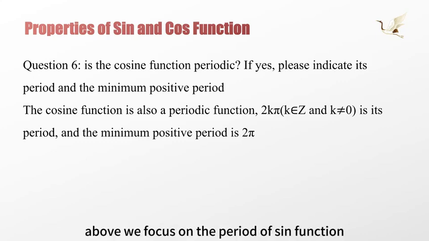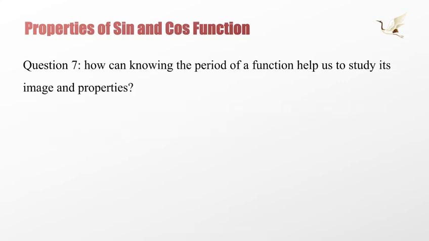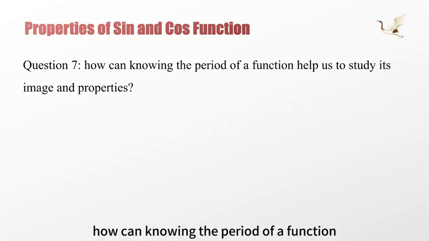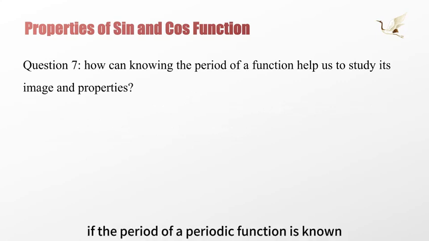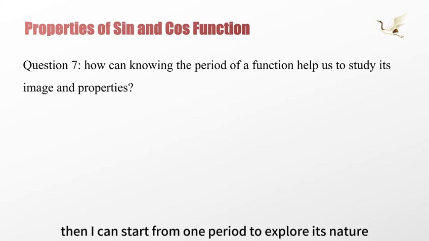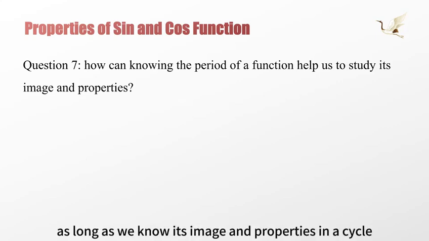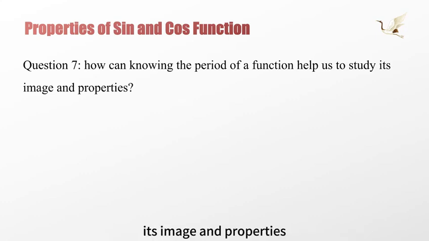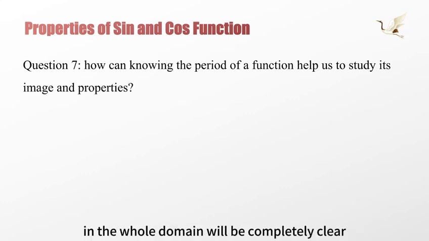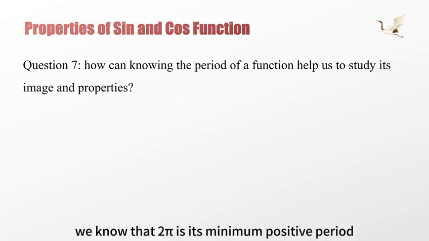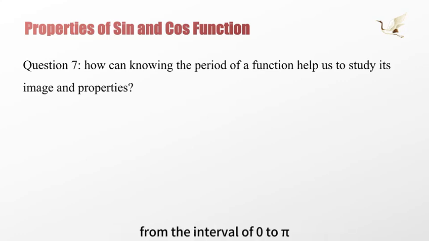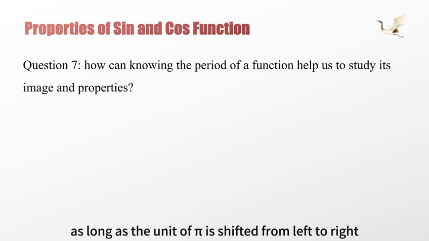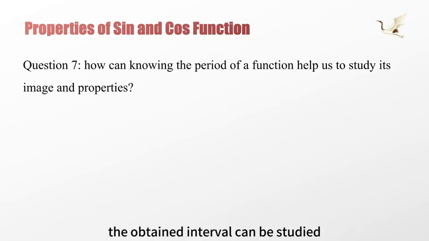Above we focused on the period of the sine function and cosine function. Now please think about it: how can knowing the period of a function help us study its image and properties? The periodicity of functions can simplify our exploration of the image and properties of functions. If the period of a periodic function is known, then we can start from one period to explore its nature. As long as we know its image and properties in one cycle, its image and properties in the whole domain will be completely clear. In addition, taking the sine function as an example, we know that 2π is its minimum positive period, so the research need not start only from the interval 0 to 2π. As long as the interval of length 2π is shifted left or right, the obtained interval can be studied as one of its periods.